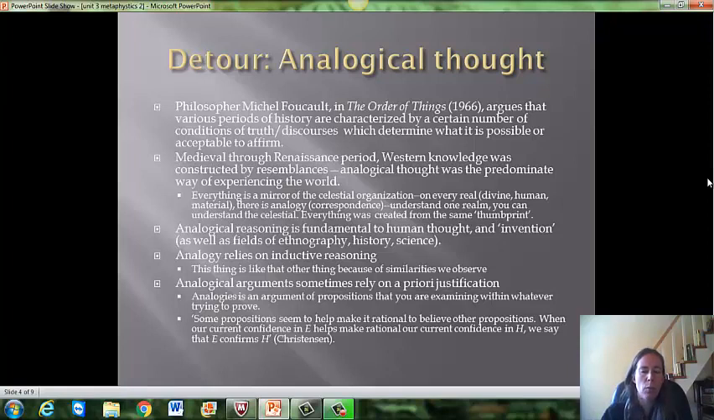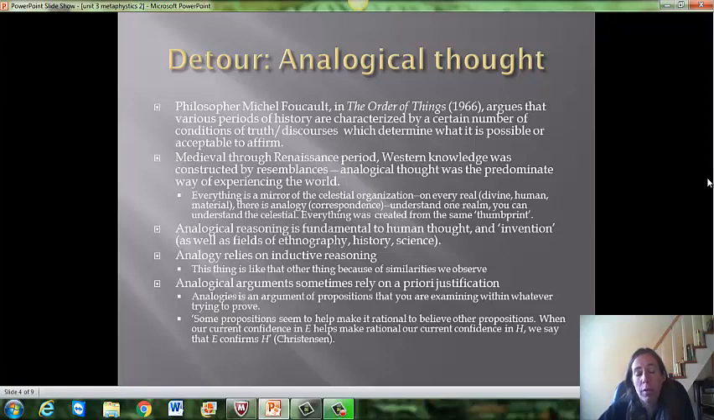And the idea was that each one of these is a mirror for the other. If you understand one set of relationships, like between humans, then you can generalize out towards the divine. So if you understand one realm, you can understand another one, specifically the celestial. Everything's created from the same thumbprint, i.e. God's thumbprint. Therefore, there's an analogy, a correspondence from one part to another part.